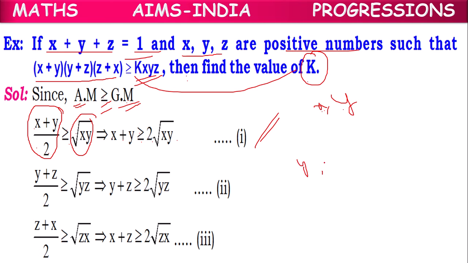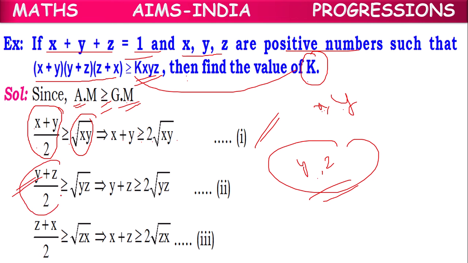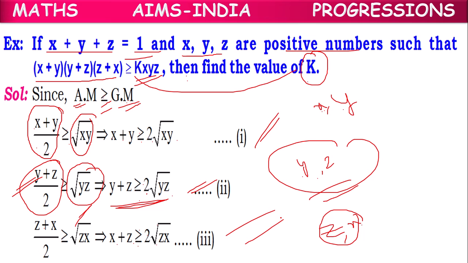If you take y comma z as 2 terms, their arithmetic mean will be (y plus z) by 2. Their geometric mean will be root of yz. So y plus z is greater than or equal to 2 root yz. If you take z comma x, their arithmetic mean is (z plus x) by 2. Geometric mean is root of zx. x plus z is greater than or equal to 2 root of zx. We will get the third equation. According to the relation between arithmetic mean and geometric mean, if we apply them for 2 variables at a time, then we will get 3 equations.